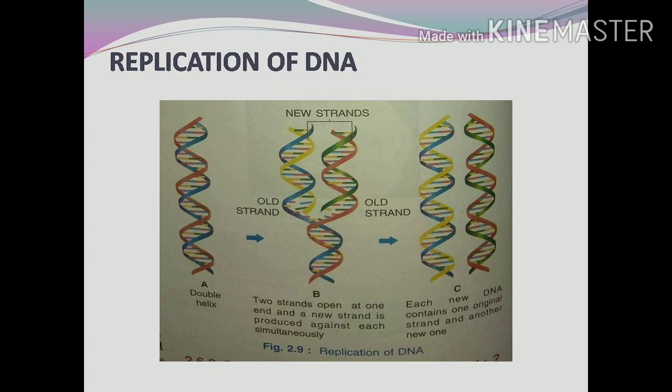So, at the end, in the DNA, we can see one is the old strand and another is the new strand. So, for the old strand, the new strand will form. So, that is called replication of DNA. And this DNA then enters inside the daughter cell.